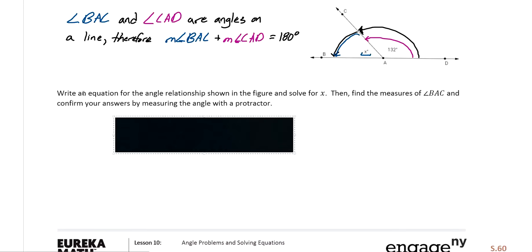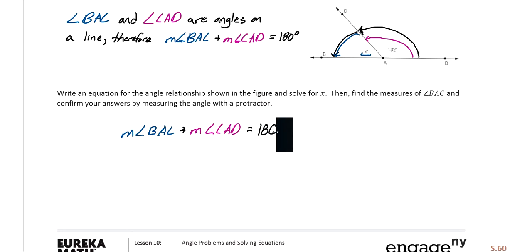So the next part says, write an equation for the angle relationship shown in the figure and solve for x. Then find the measures of BAC. And then it says confirm your answers by measuring with a protractor. We are not going to use a protractor in this. We're going to rely completely on our understanding of angle relations and algebra. So what do we know?